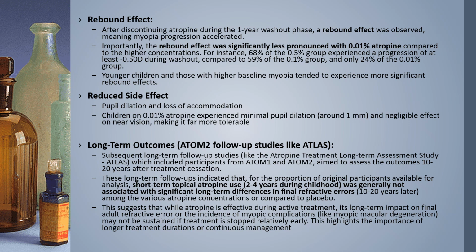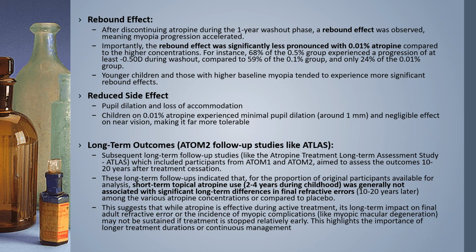That we do discuss about the changes in lens thickness also, although that also is not a very substantial or substantiated theory at this point of time, because of lack of checking physiologically what exactly the accommodation was at that point of time. So coming back to the rebound effect, it was significantly less pronounced with 0.01% compared to higher concentrations. For instance, 68% of the 0.5% group experienced a progression of at least 0.5 diopter during washout, compared to 59% of the 0.1% group and only 24% of the 0.01% group.